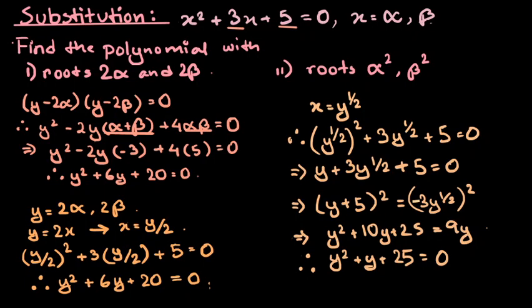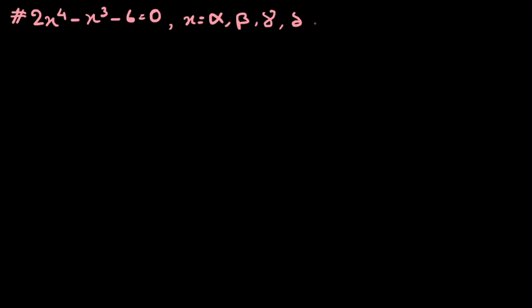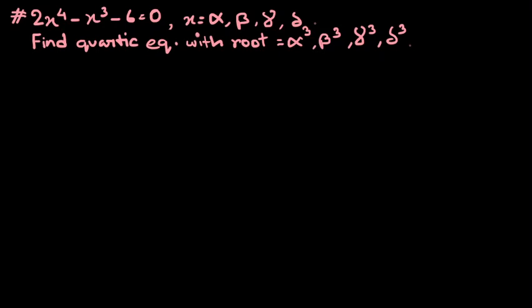Let's look into another example. 2x to the power 4 minus x cubed minus 6 equals 0, where the roots are alpha, beta, gamma, and delta. We have to find the quartic equation with roots alpha cube, beta cube, gamma cube, and delta cube. And then find S6 and S minus 3 for the given polynomial above.